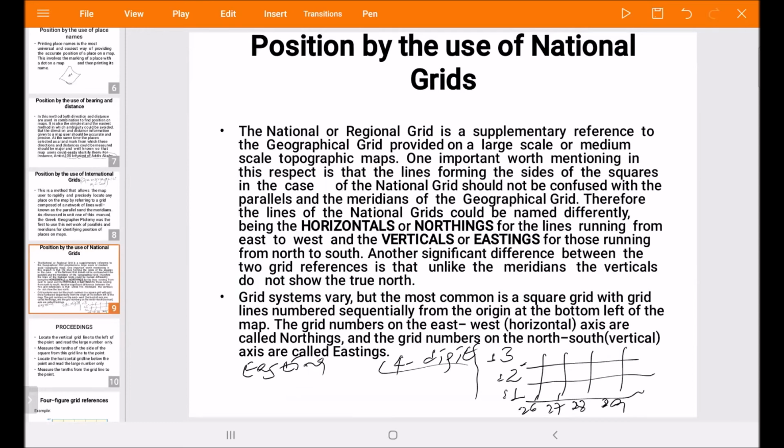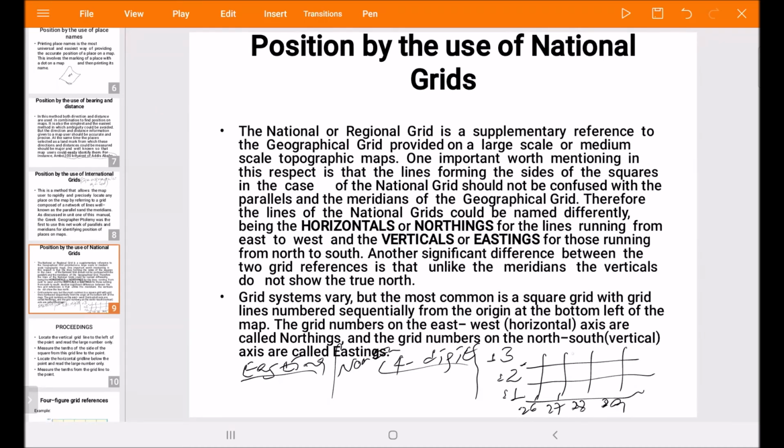Always first we find easting, then northing. Just like on the geographical grid, where we always take latitude first and then longitude, here in the case of national grid reference easting comes first and is followed by northing. So easting, for example, assume this is point A.